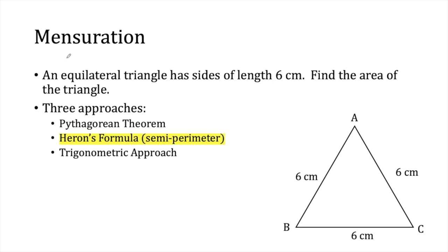In the previous video, we examined a problem involving finding the area of an equilateral triangle which has sides of length 6 centimeters. And in that video, we examined the Pythagorean theorem approach. In this video, we will be looking at Heron's formula and how it helps us in solving the problem.